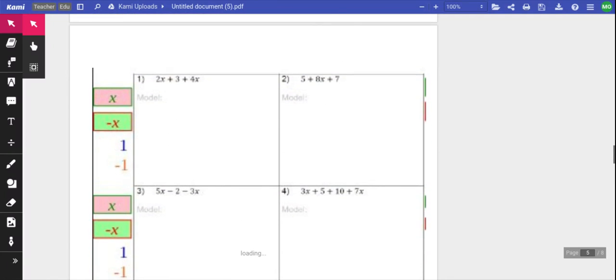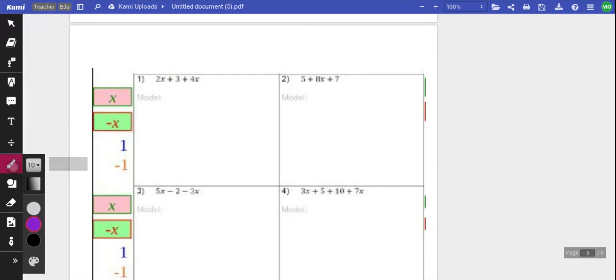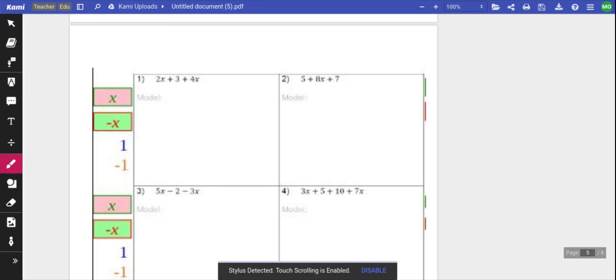First thing we want to talk about is modeling. It always helps to be able to model so that we can actually understand what's going on. To model, we have our positive x, a negative x, positive 1, and a negative 1. So I'm going to model the expression 2x plus 3 plus 4x, and that will help us know what we have that we can put together.